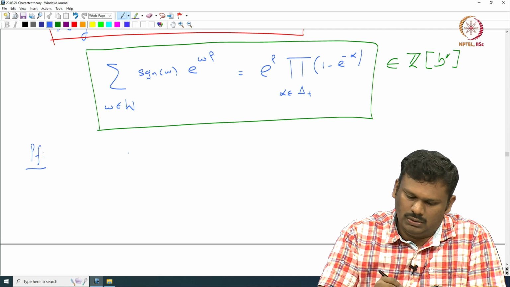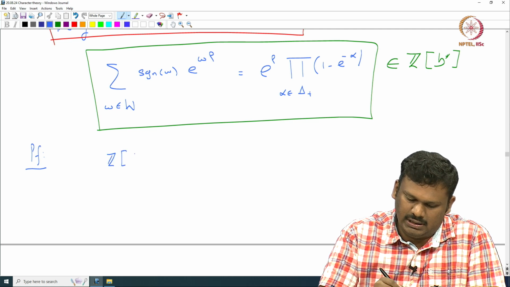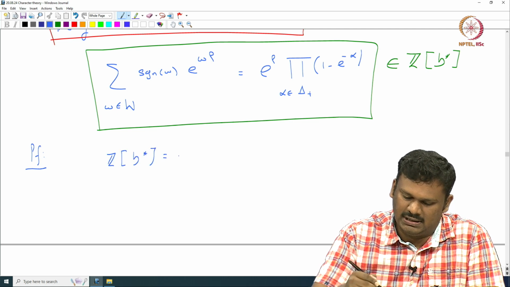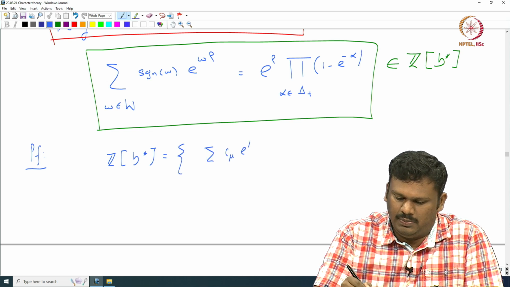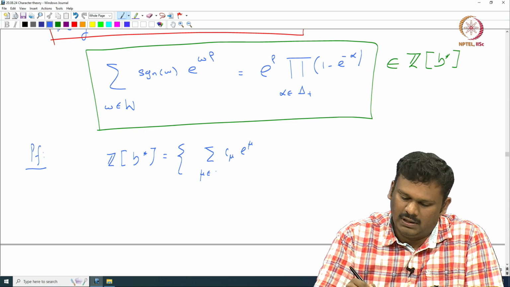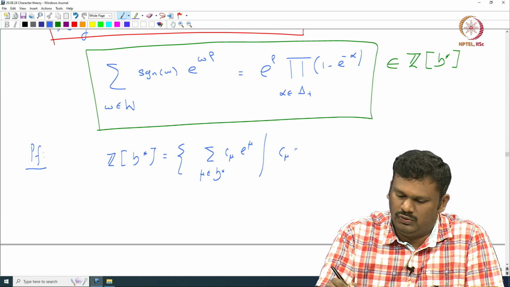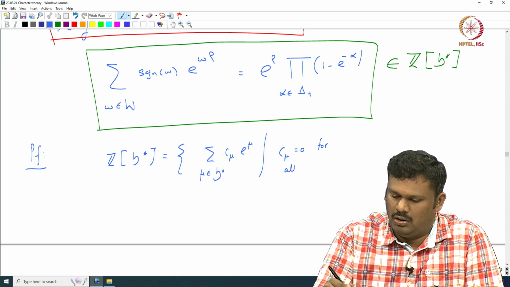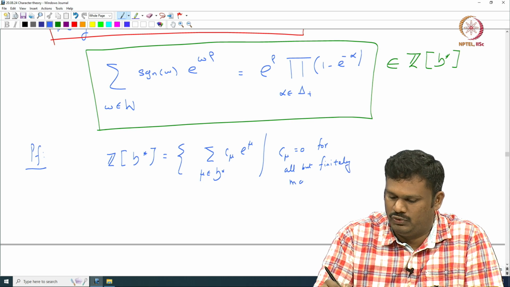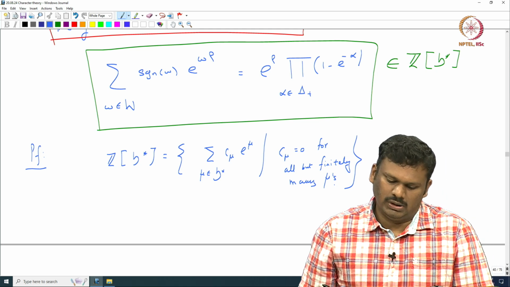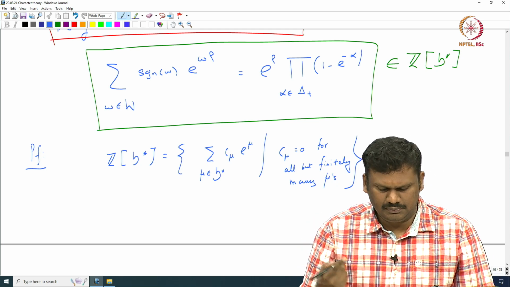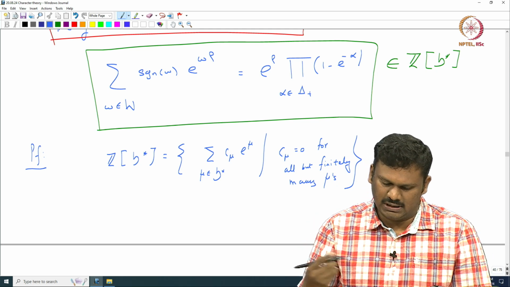Okay. So the elements of Z H star can be written as follows using the characteristic functions. This is going to be the finite sum of C mu e power mu, where mu comes from H star, where C mu is 0 for all but finitely many mu. That means you are only considering the functions which have finite support.